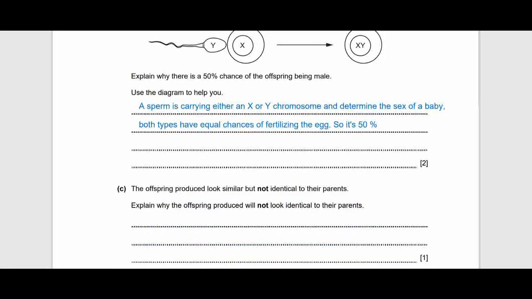Next, question C. The offspring produced look similar but not identical to their parents. Explain why the offspring produced will not look identical to their parents.